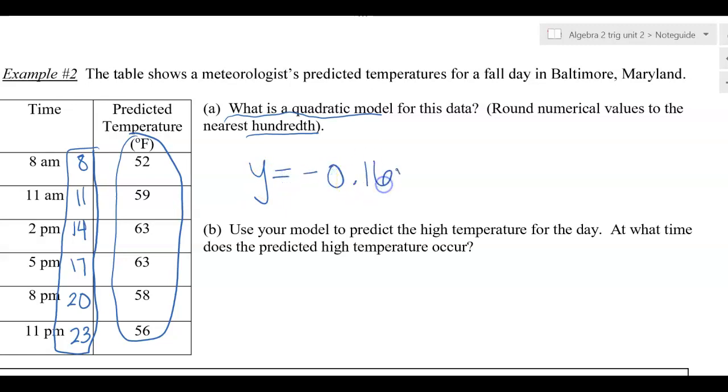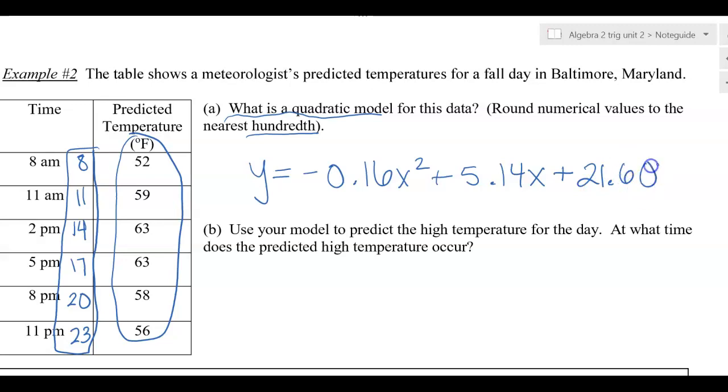Okay, for your equation, so your equation gave you an A value of like negative 0.16, right? If I round to the nearest hundredth. What was our B value? And then what was our C?